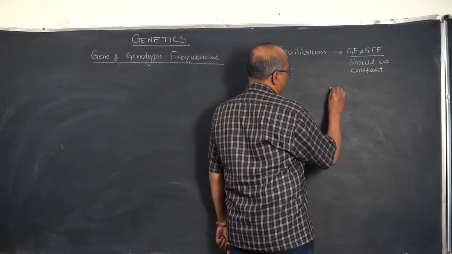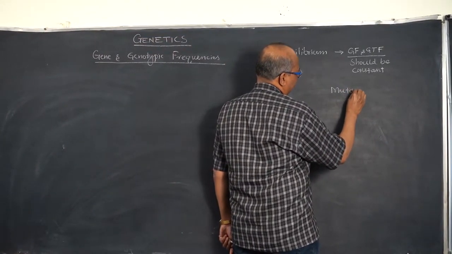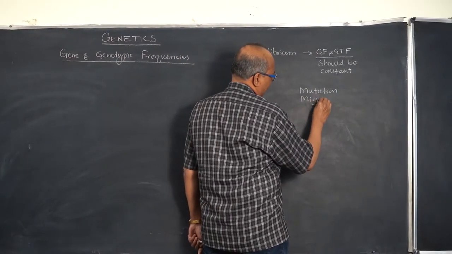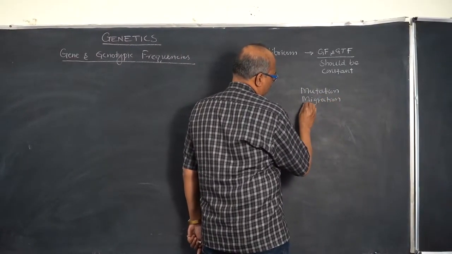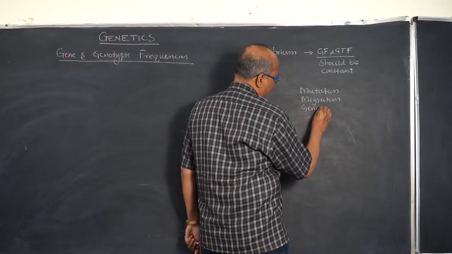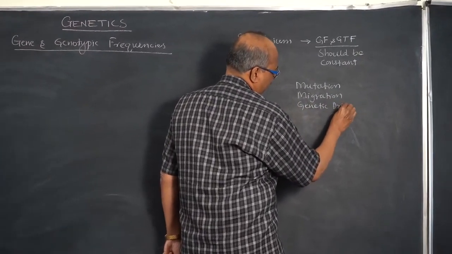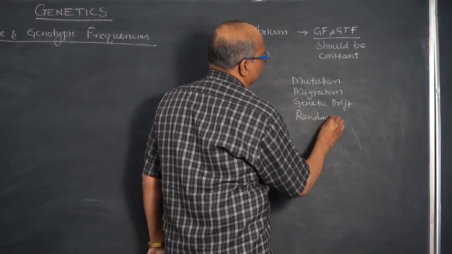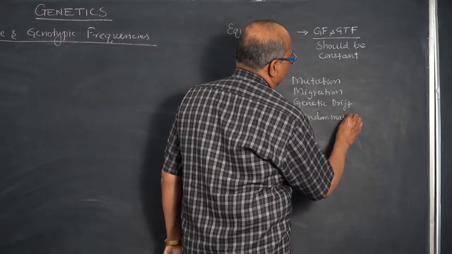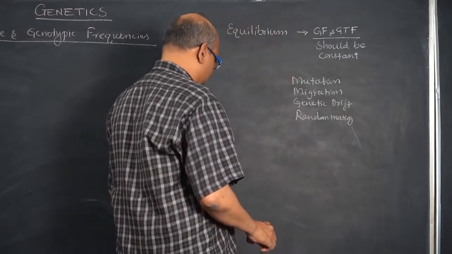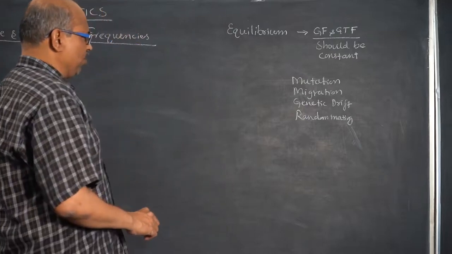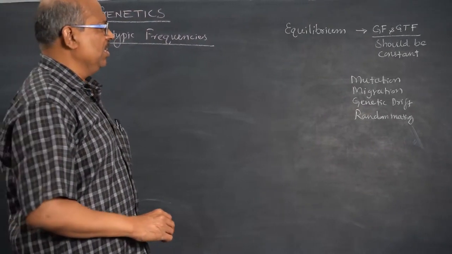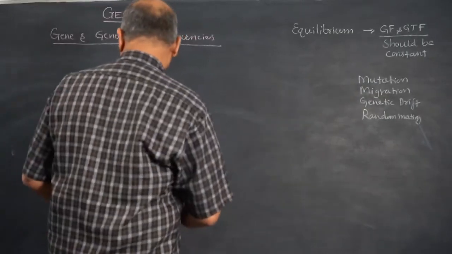such as mutation, migration, genetic drift, and random mating. So when you have this kind of events, then there is a possibility that the population can evolve.